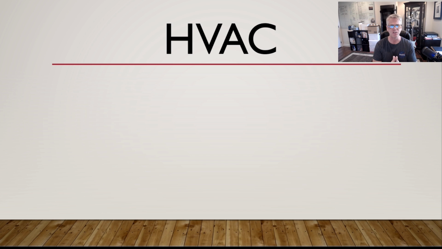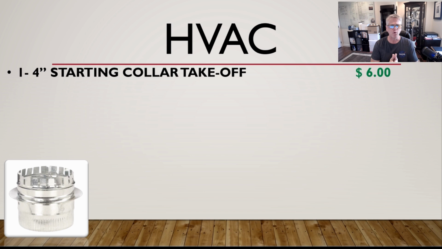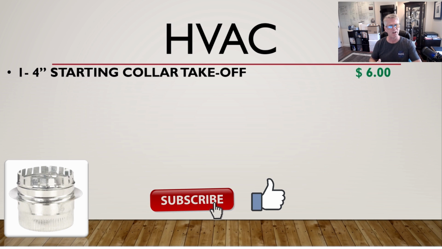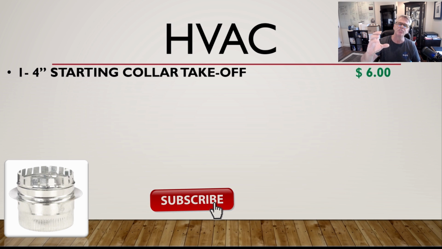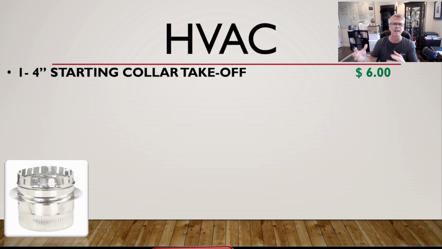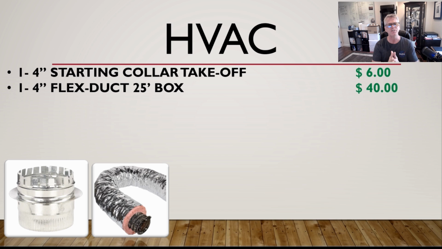Now, the HVAC, your heating, ventilation, and air conditioning, you're going to need one 4-inch starting collar takeoff. This item is used to tap into the existing ductwork in the basement to bring the air off the main trunk in the basement to the new line that'll run into the bathroom. So you're going to need a takeoff collar. You're going to need some 4-inch flex duct. They sell it in a box at 25 foot for $40. This is the flex duct that'll go from the starting collar all the way across into the bathroom and bring the air conditioning and the heating into the bathroom.